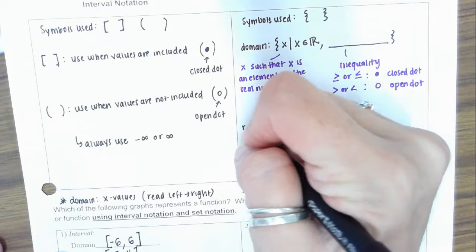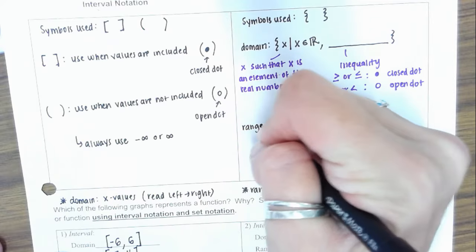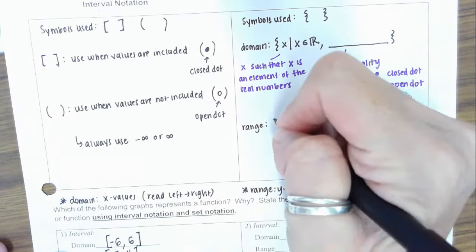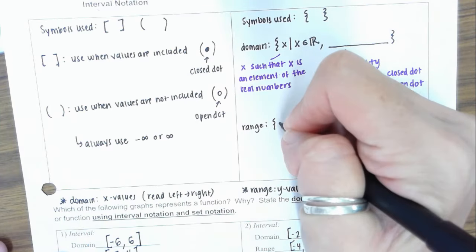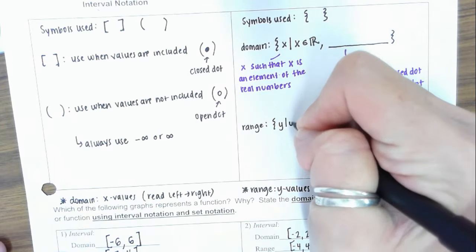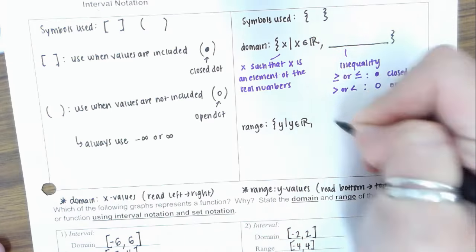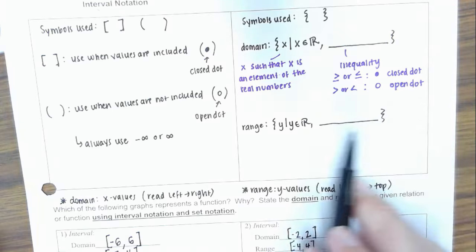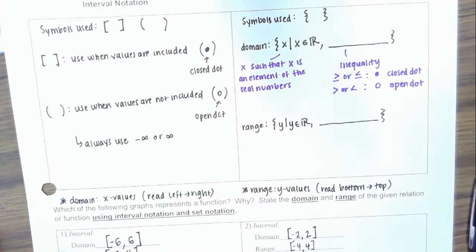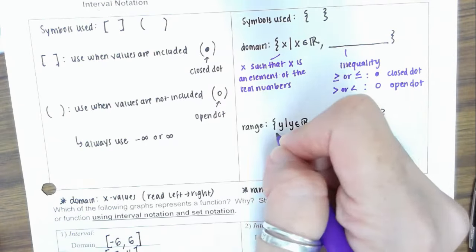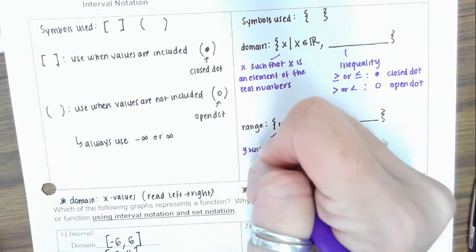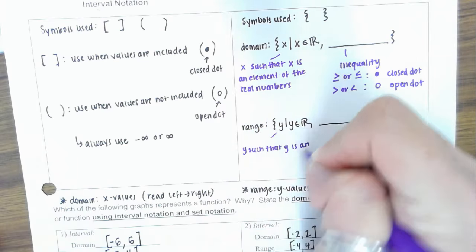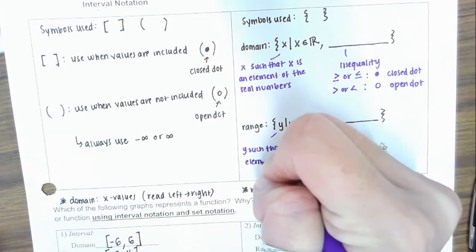The range is going to look pretty similar, but a little bit different because with the range, obviously, we're not working with X values, but the way that we write it is going to look similar. So it's going to be Y such that Y is an element of the real numbers. And then again, here would be the inequality that we'd want to use to determine what values are included or not included. So it's read the exact same way. It's read Y such that Y is an element of the real numbers.